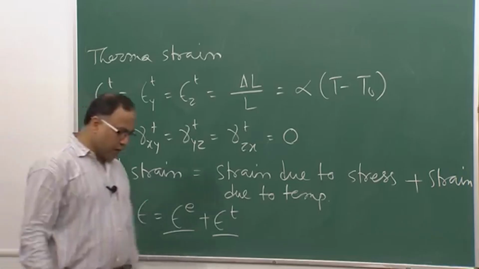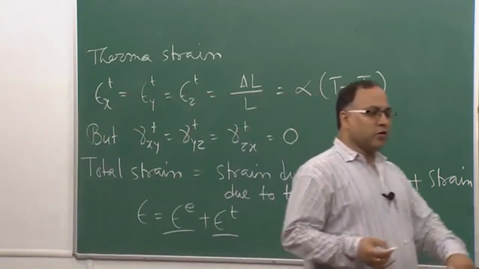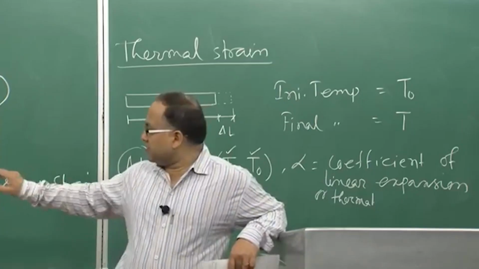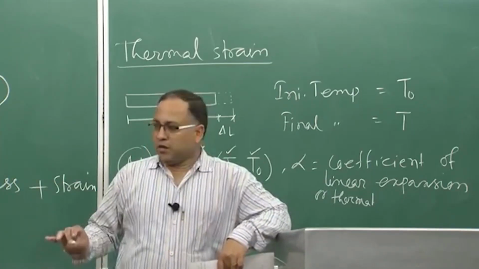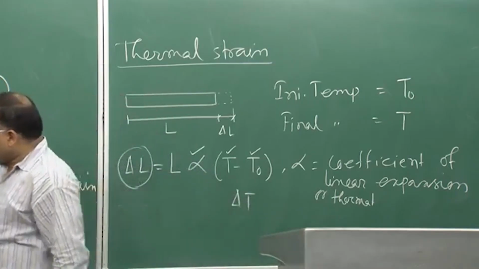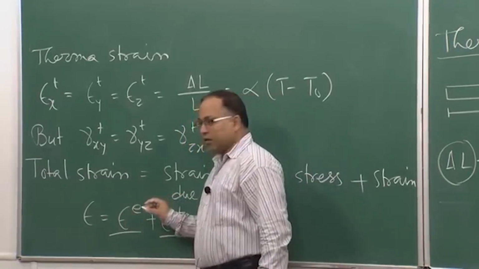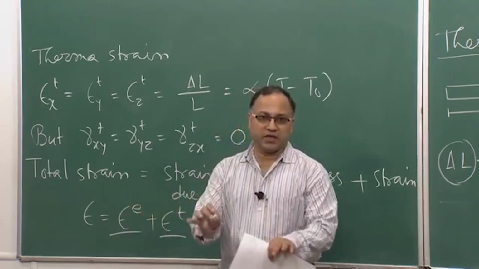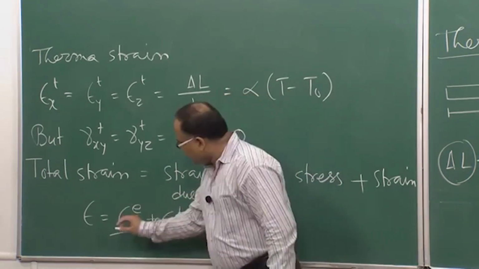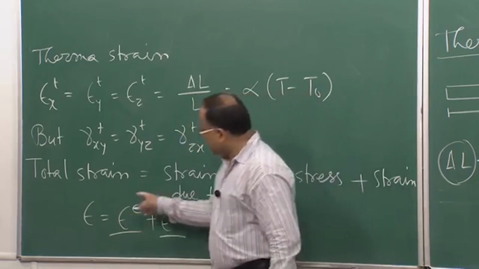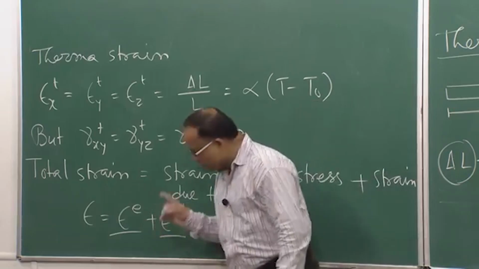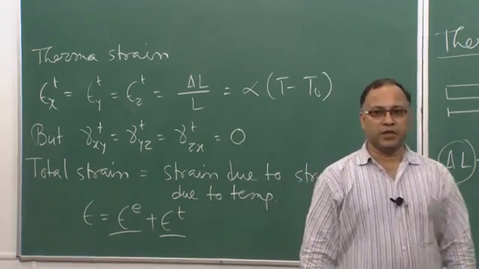Unless it is mentioned, you can consider only the mechanical strain. But the idea is that for a system, the material still behaving in the elastic limit, the total strain depends on the strain due to stress, that is the mechanical strain, and the strain due to temperature, that is the thermal strain.